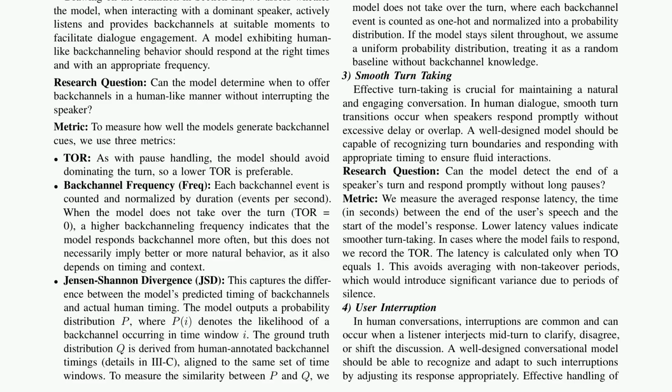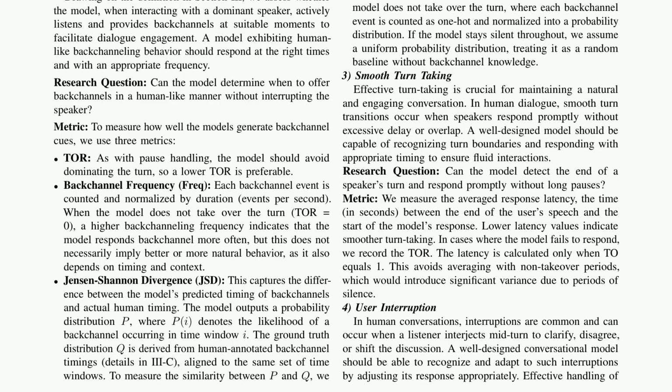Jensen-Shannon divergence. This captures the difference between the model's predicted timings of backchannels and actual human timing. The model outputs a probability distribution P, where P of i denotes the likelihood of a backchannel occurring in time window i. The ground truth distribution Q is derived from human-annotated backchannel timings, details in 3C, aligned to the same set of time windows.